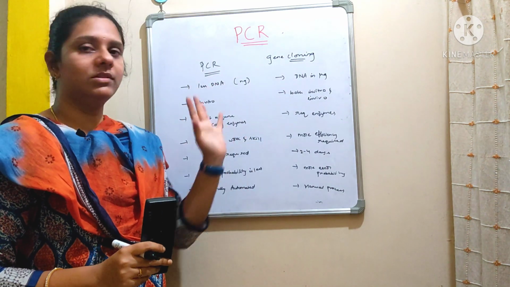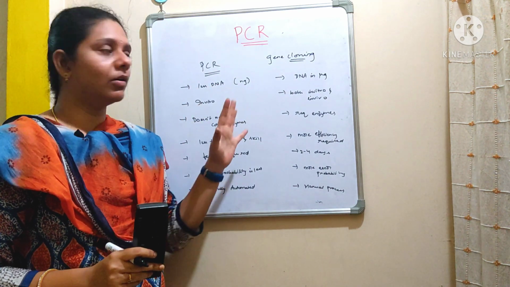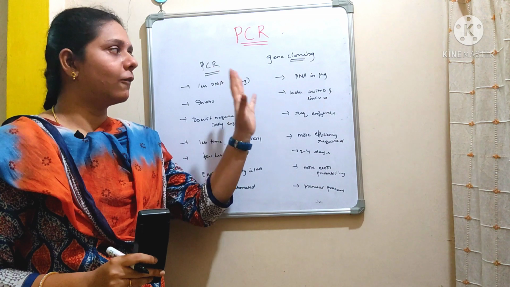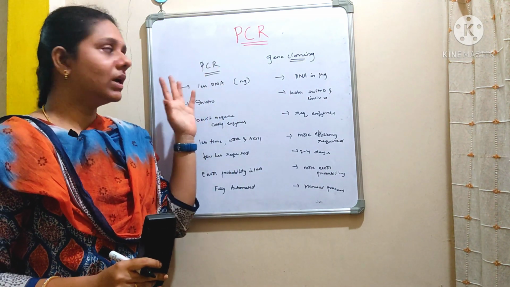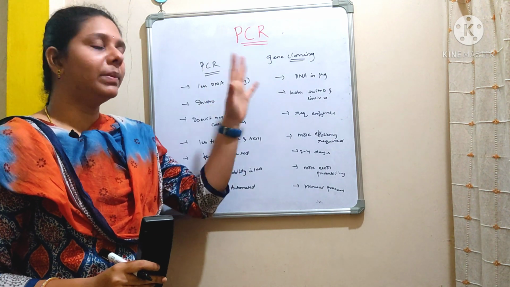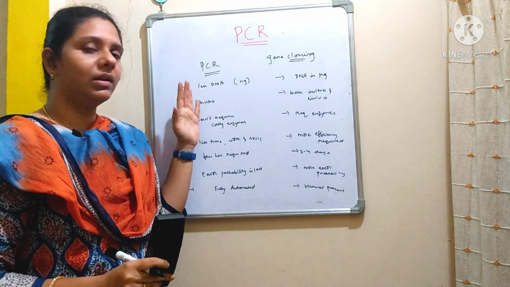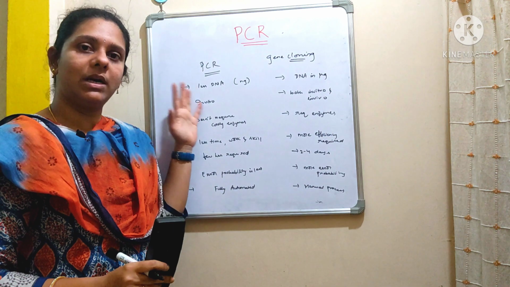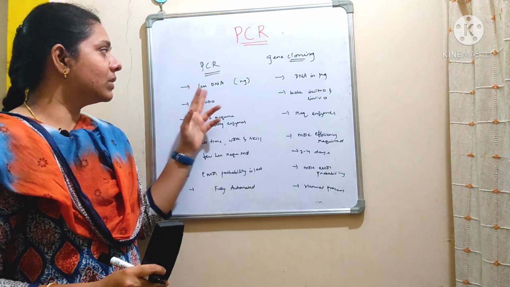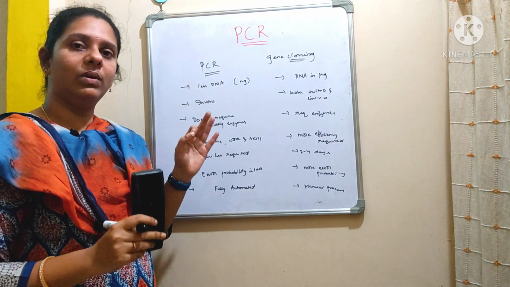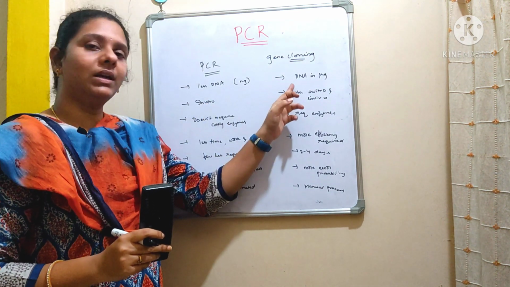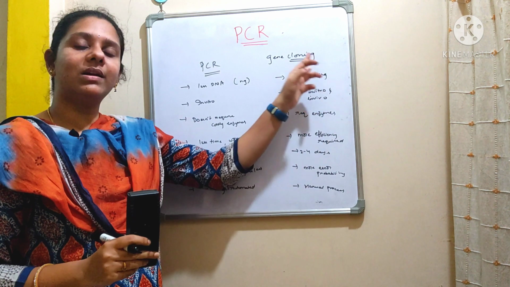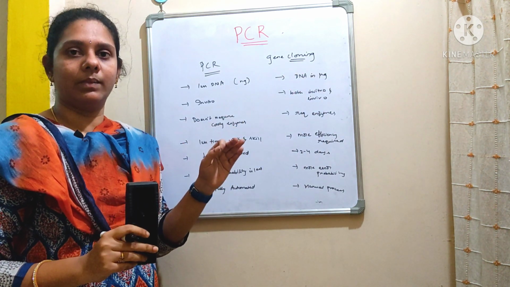About PCR and gene cloning, I already told you in the beginning of the video how we perform the method of gene cloning. I also told you that using this PCR technique, rapid cloning is possible. Here in PCR also we are going to make multiple copies of the gene. We need only a small amount of DNA, in nanograms, but the gene cloning method requires DNA in micrograms.